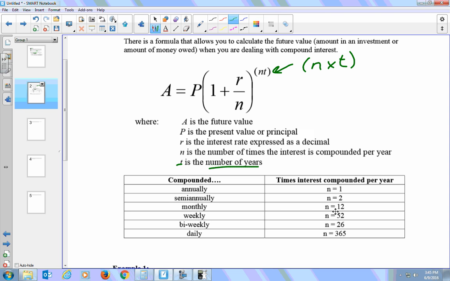If it's compounded monthly, there are 12 months in a year, so your n becomes 12. Weekly, there are 52 weeks in a year, so your n is 52. Biweekly just means every 2 weeks, so you could take the 52 and divide it by 2, or if you wanted to be tedious, you could count 26. And daily, there are 365 days in a year. Those are the terms you'll most often come across. It's important to recognize what they mean in terms of calculating your n, because you actually use n twice in this formula.